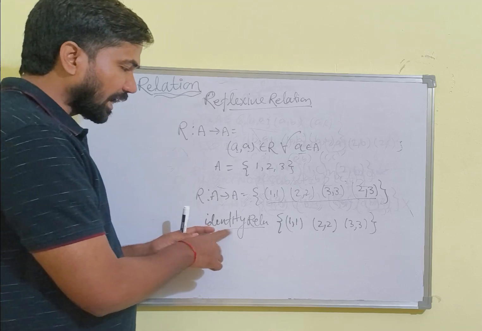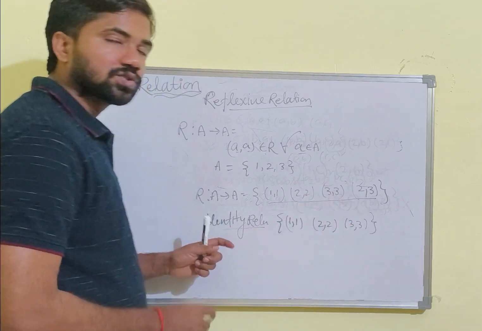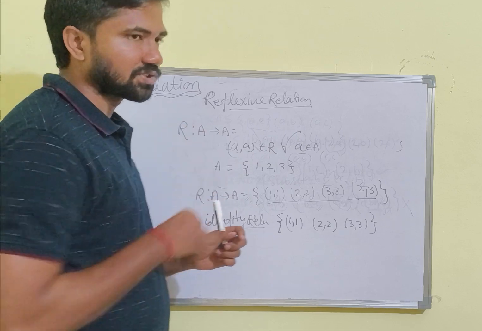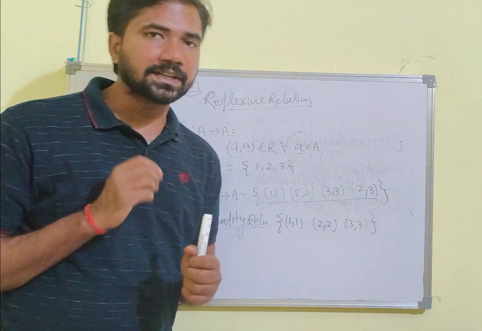And here it is identity: (1,1), (2,2), (3,3). So it is an identity as well as a reflexive relation. Okay, so I hope it is no problem.